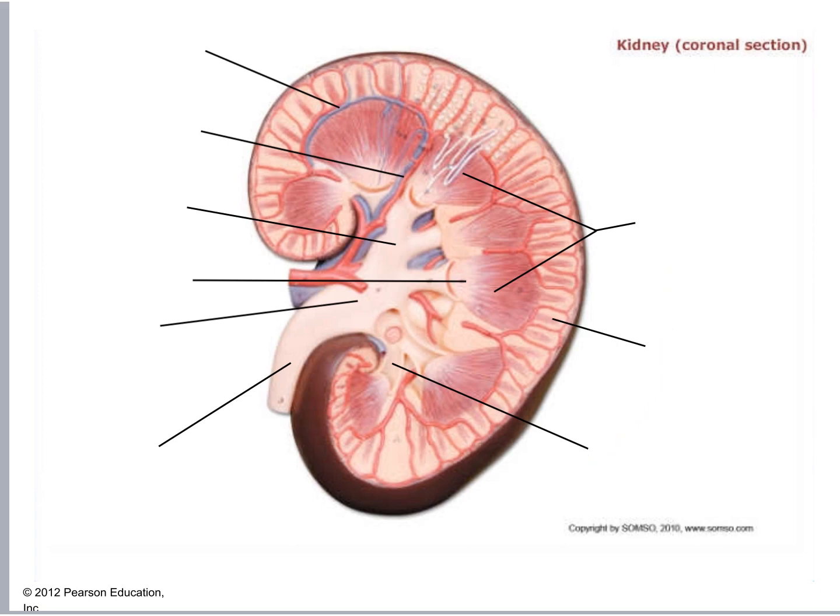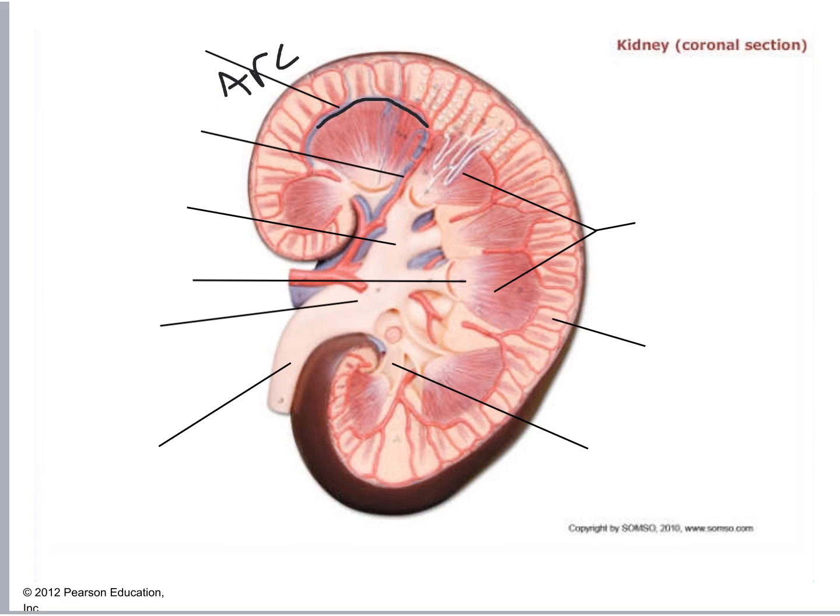So the upper left side is pointing to the arcuate vessels. I'm going to put ARC. The arcuate blood vessels go along the base of the pyramid. So I just drew a black line over them. Those are the arcuate vessels. The red vessels are called the arcuate artery. The blue vessels, the arcuate vein.